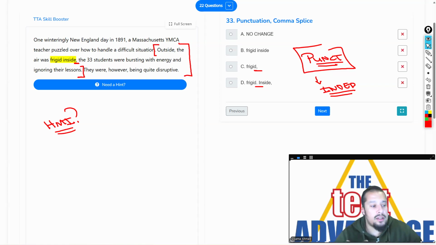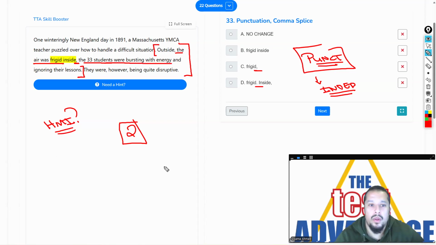We find the subject and verb. That's how we find the independent ideas. We find them through the subject and the verb. Okay. So how many do we have? We have two. The air was frigid inside. The 33 students, the air was frigid. The 33 students were bursting with energy.